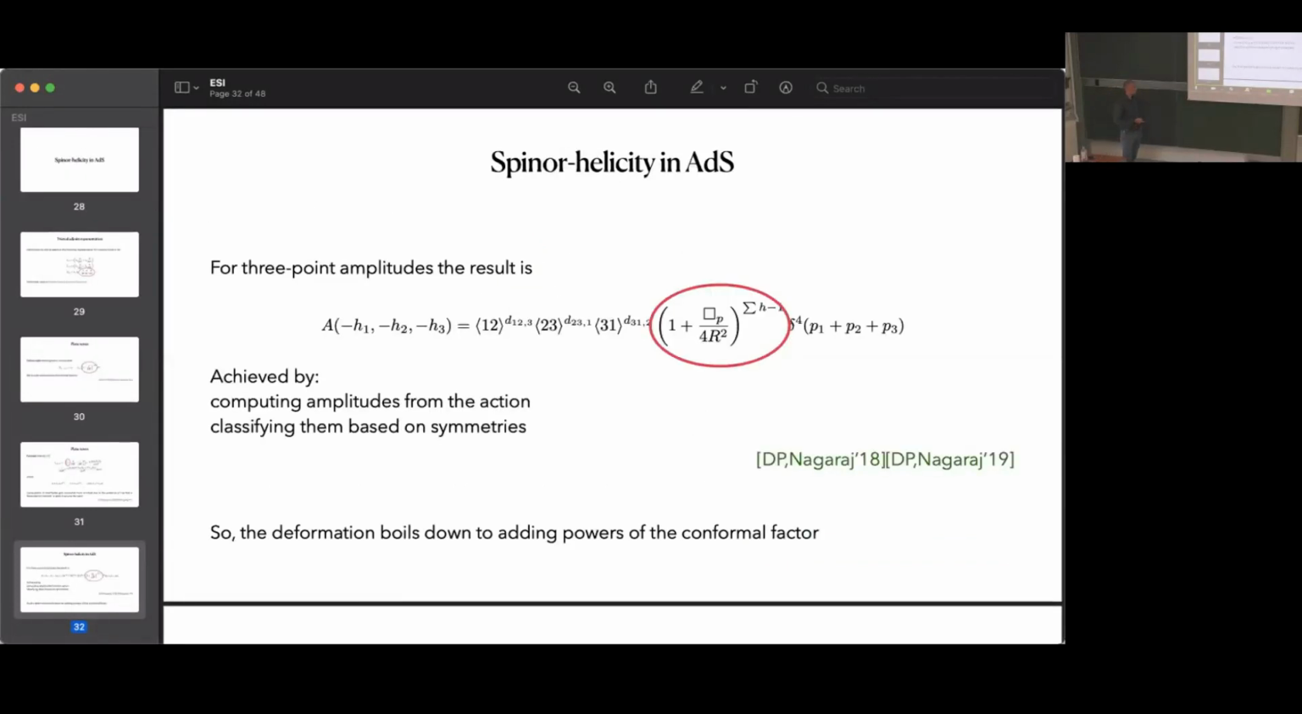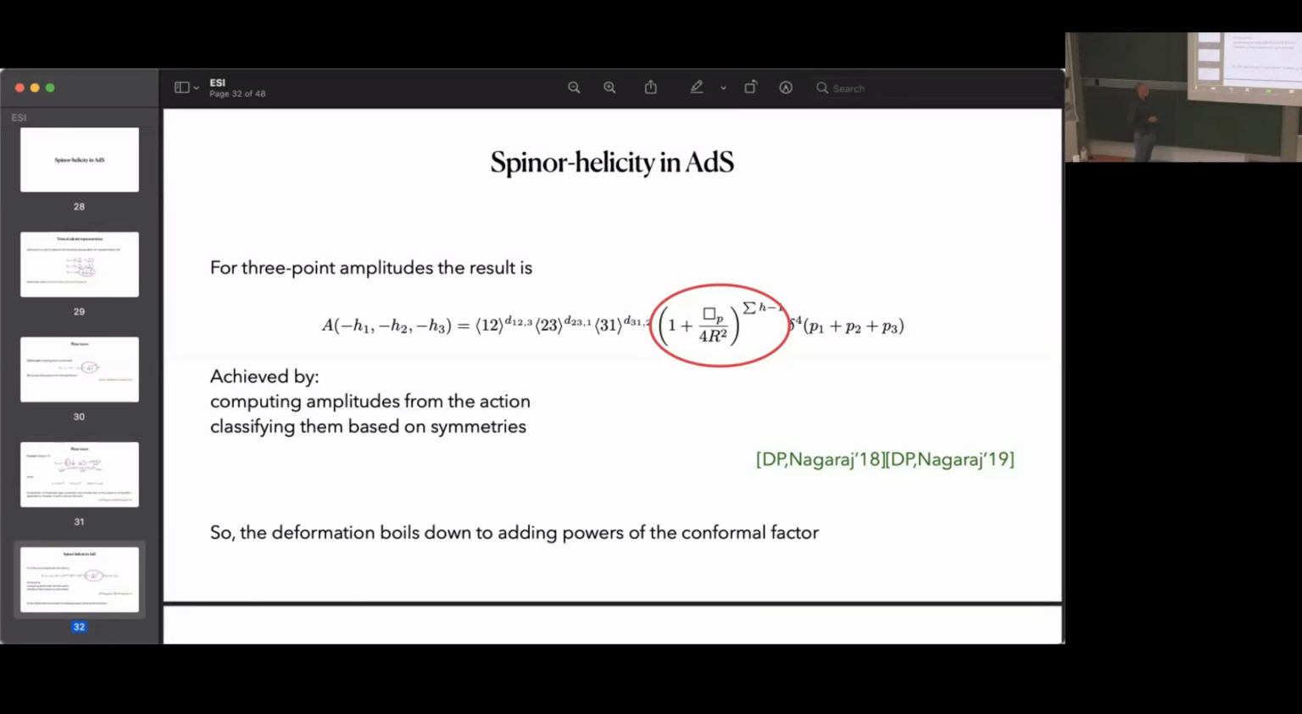Okay, once you compute these amplitudes, what you find is the following. In the 3-point case, the amplitude looks like this. Again, the only difference compared to the flat space case is that you have this conformal factor, Fourier transformed, raised to a certain power. So it's pretty simple.